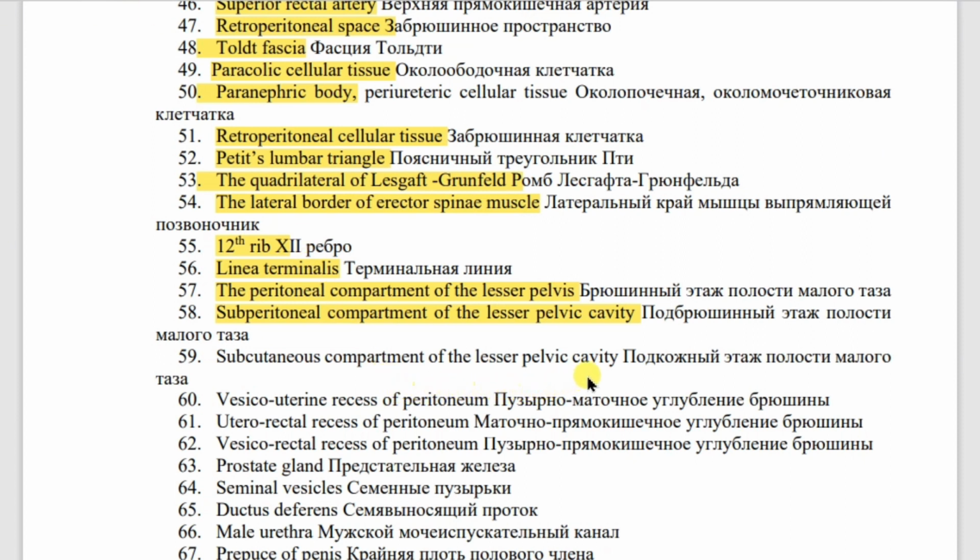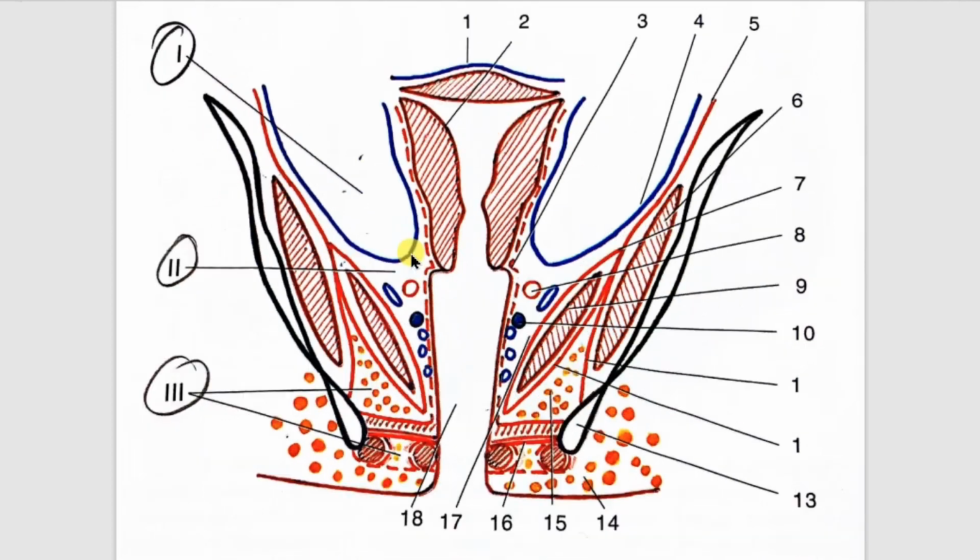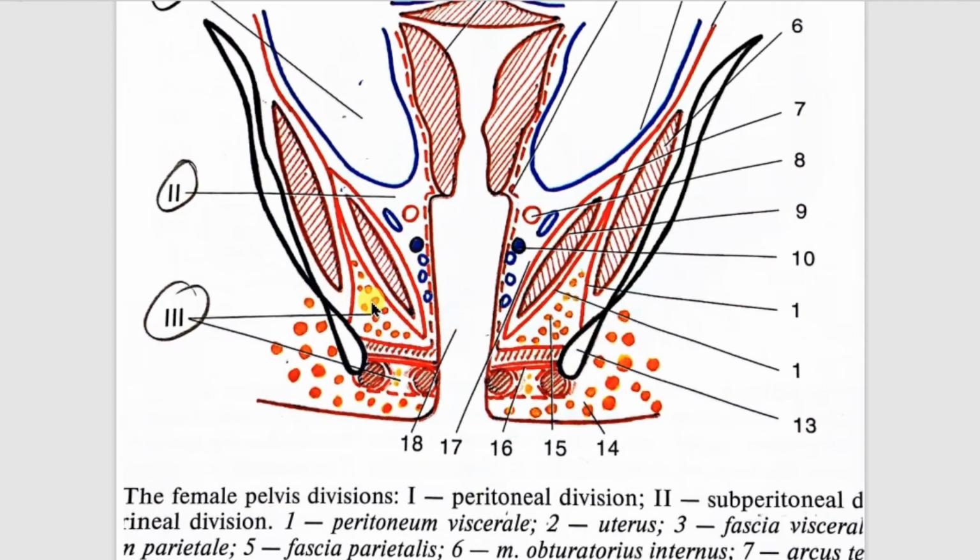Let's move to the next. We have the subcutaneous compartment of the lesser pelvic cavity. So here you can see it's this one. This is the subcutaneous compartment of the lesser pelvic cavity. Okay, here you can see subcutaneous bodies.